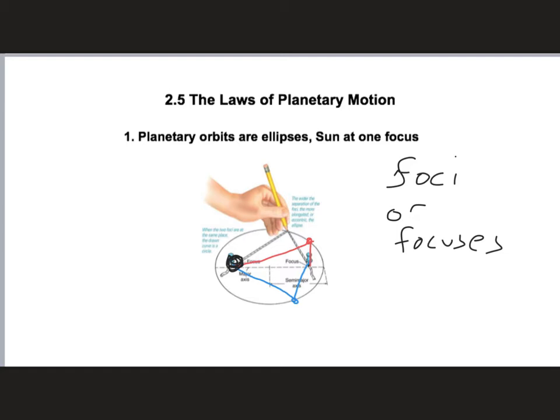And this is really amazing because an ellipse is not just an oval shape, it's a specific mathematical relationship. In other words, Kepler understood and he discovered that you can use mathematics to precisely describe the motions of the planets as they move around the sun.